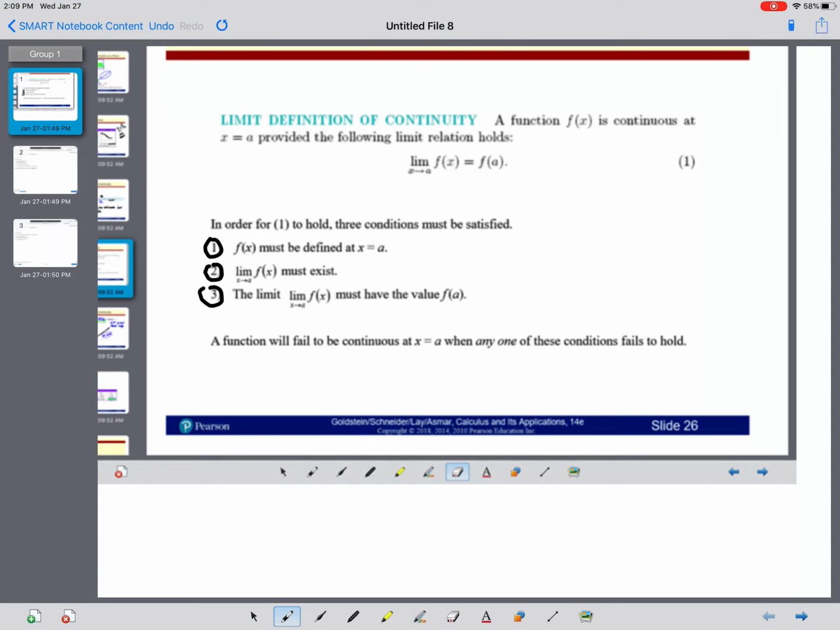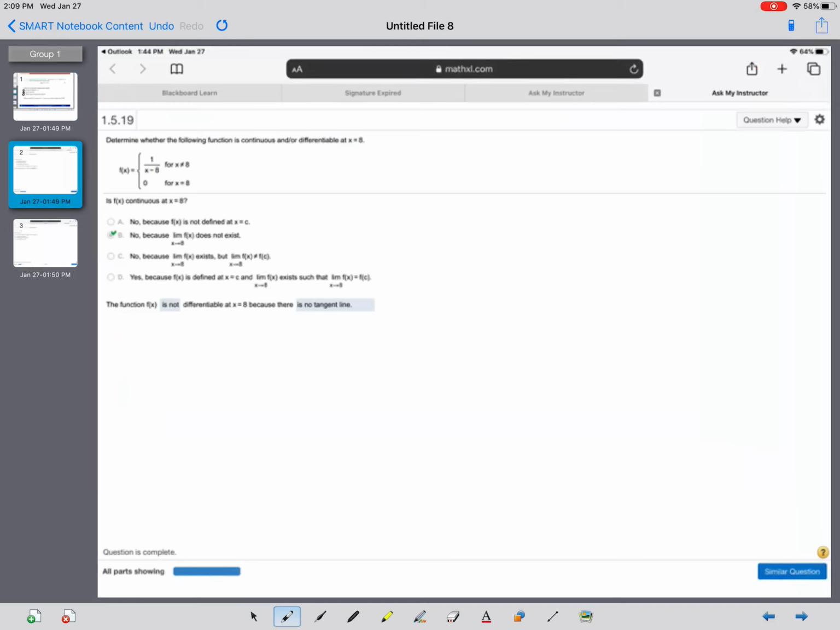So we're going to apply this limit definition of continuity to two problems. First of all, we have this function here, and we're asked to determine whether the function is continuous and or differentiable at x equals 8. As we look at the three conditions, first of all, we see that f of 8 is 0. So clearly the first condition is satisfied.